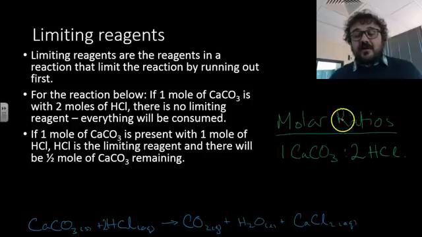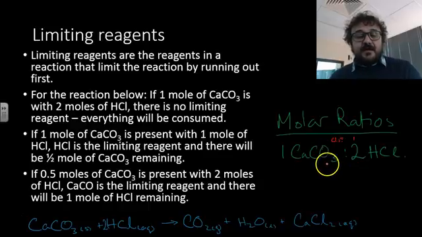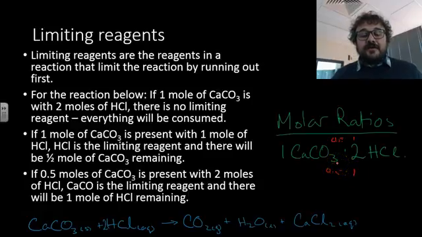So we've only got 1 mole of this. That means it becomes 0.5. If we have 0.5 moles of calcium carbonate, we only need 1 mole of hydrochloric acid. So that means calcium carbonate in that case is the limiting reagent, and only 1 mole, or half, of the hydrochloric acid will be consumed.